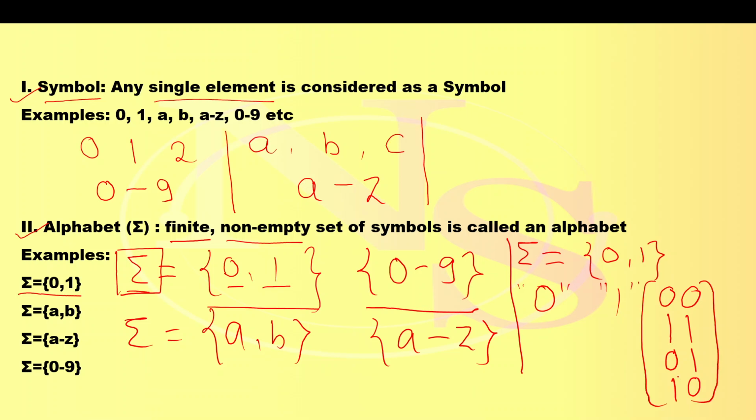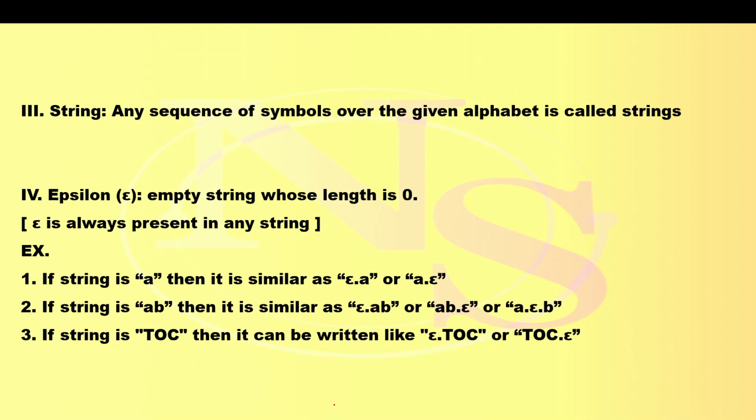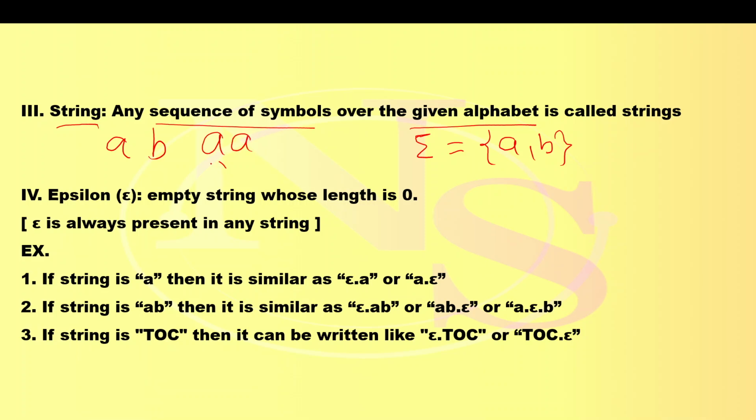Another example: if the symbol set is A comma B, if this is the alphabet, I can write the string single A or single B, or double A or AB. So any sequence of these symbols is nothing but a string. So this is our next definition, string: any sequence of symbols over the given alphabet. For example, if the alphabet is A comma B, then what strings are possible? Possible strings are A, B, or double A, AB, or any string of any sequence.